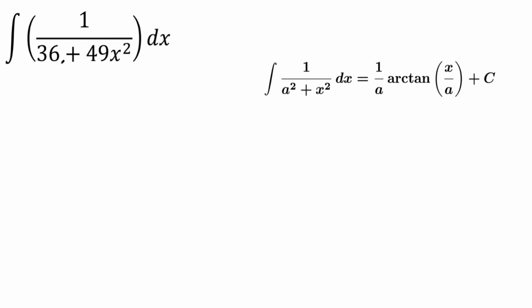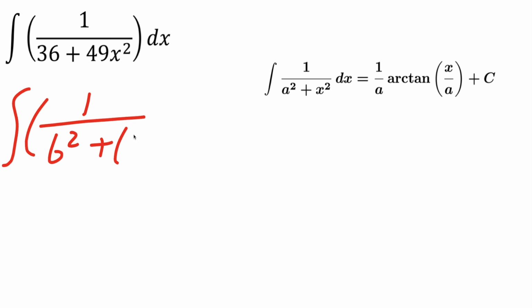Now currently, our form isn't like this exactly, but we could rearrange this a little bit. Instead, we could say the integral of parentheses 1 divided by. Here the formula says a squared. We have 36, so you could say 6 squared. 6 squared is 36. Now, next one is x squared. We still won't have this, but we could at least say parentheses 7x close parentheses squared. So parentheses 7x squared is 49x squared. And we'll have dx.